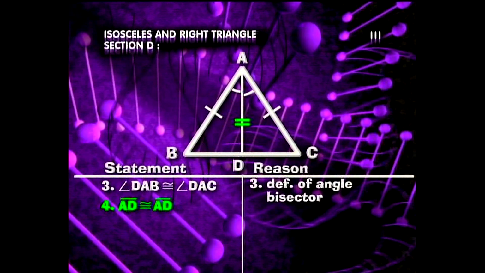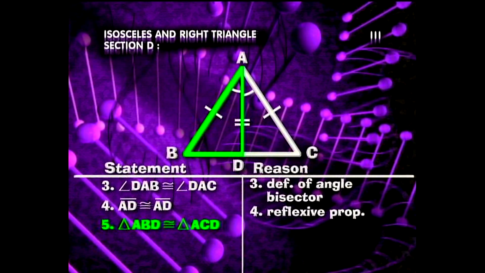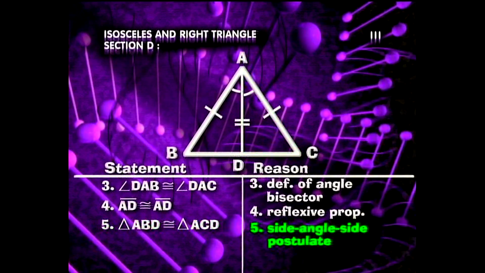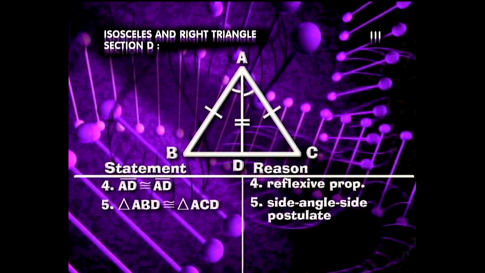allows us to state that angle DAB is congruent to angle DAC. We can prove that side AD is congruent to side AD because of the reflexive property. Boy, that reflexive property sure is great. We have two pairs of sides and the pair of included angles. So triangle ABD is congruent to ACD because of the side-angle-side postulate. Now we can state our goal. Angle B is congruent to angle C because corresponding parts of congruent triangles are congruent, or CP-CTC. Done.